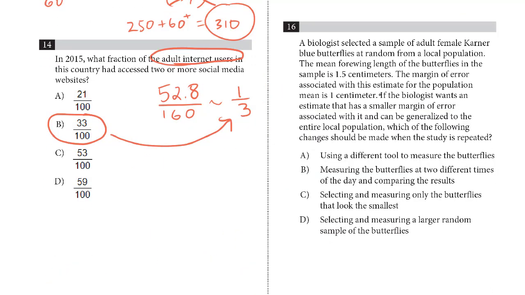16. A biologist selected a sample of adult corner butterflies from the local population. The mean forewing length was 1.5 centimeters. The margin of error with this estimate was 1 centimeter, quite a bit relative to the actual measurement. If the biologist wants an estimate with a smaller margin of error, which I hope he would, that can be generalized to the entire local population, which of the changes should be made when the study is repeated?